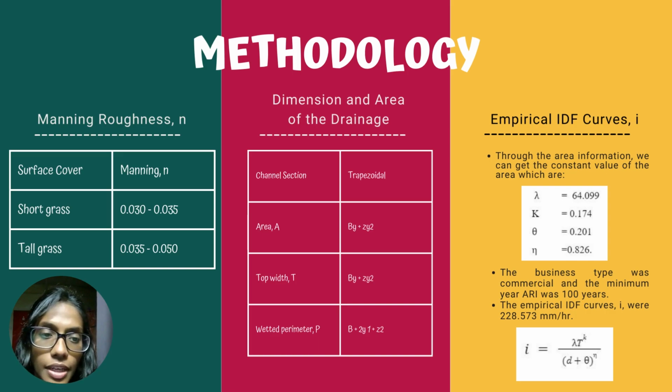Next, the dimension and area of the drainage. The channel section was trapezoidal, then the area, top width, and also wetted perimeter were calculated. Based on this information, the R of the trapezoidal drainage was determined to be 0.197 meters.